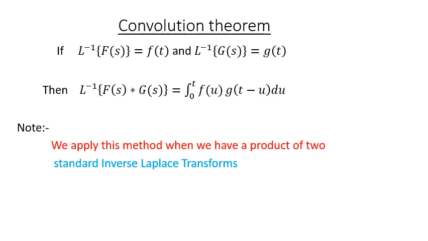Our last method is based on the convolution theorem. We usually apply this method when we have a product of two standard inverse Laplace transforms. That is, F(s) and G(s) are two standard Laplace transforms. Now, if L inverse of F(s) is small f(t) and L inverse of capital G(s) is small g(t), then L inverse of F(s) into G(s) is given by the integral from 0 to t of f(u) g(t minus u) du.